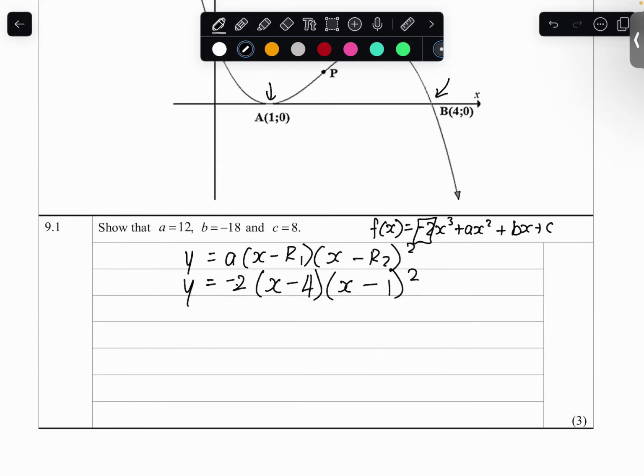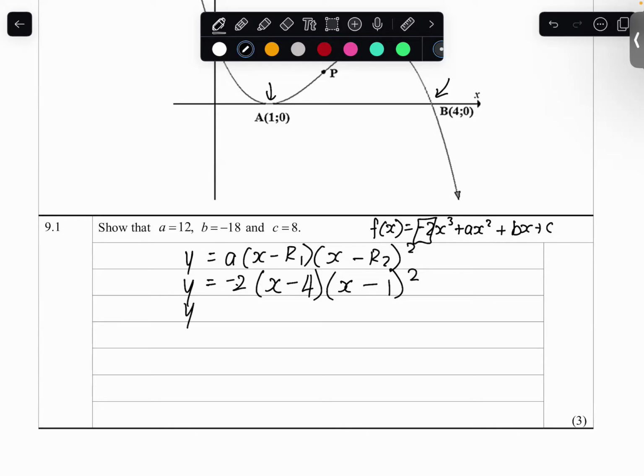And then you're going to distribute all of this out, and you're going to get your values in the form y is equal to ax cubed plus bx squared plus cx plus d. And then you'll have all your values that are missing. Yeah. So let's do that quickly.